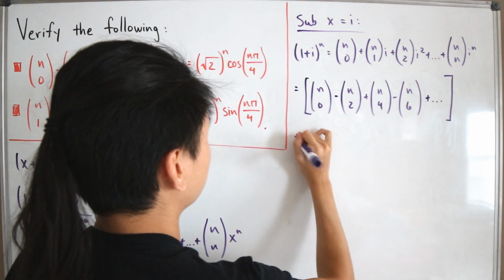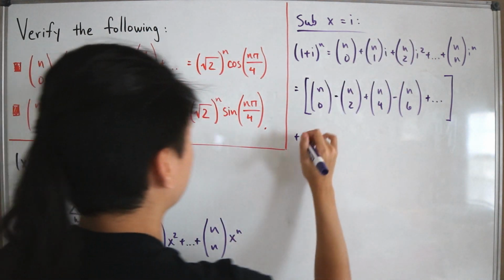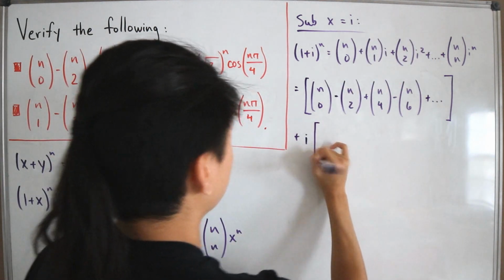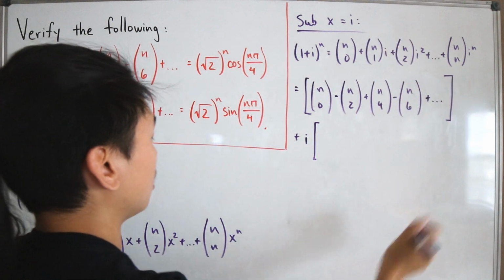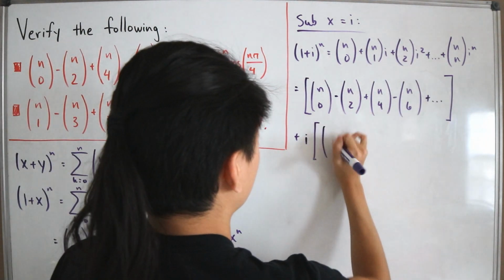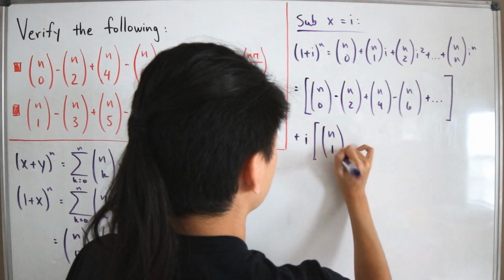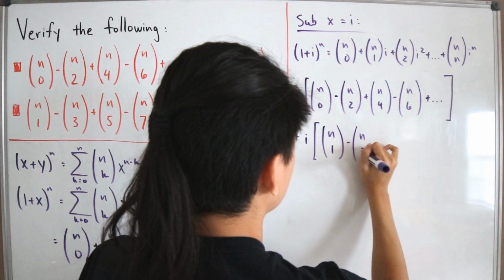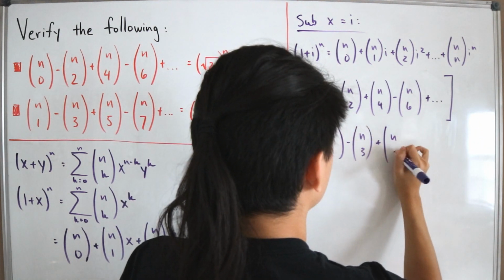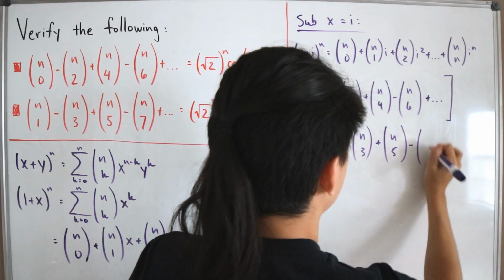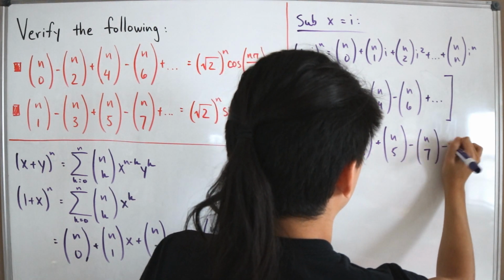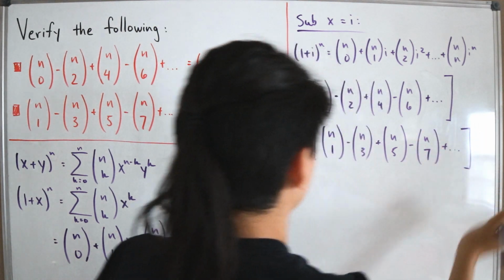And we do the same thing, but now this is associated with the imaginary unit i, and you can see that it's everything in terms of the odd indices. So n choose 1, then subtract n choose 3, add n choose 5, subtract n choose 7, then follow the ellipsis again, keep going infinitely.